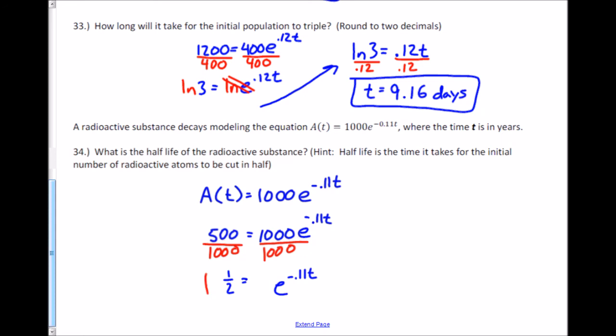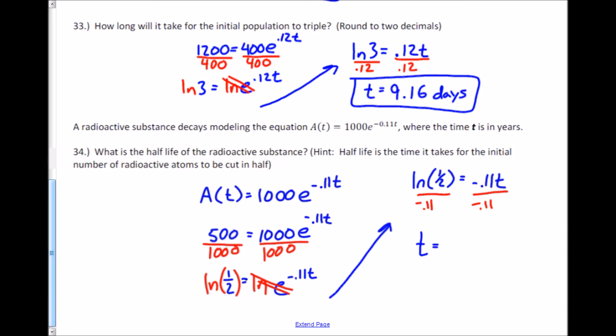I take the natural log of each side, as I'm used to doing. The nice thing about natural log and e is they totally cancel one another out. So I'm left with the natural log of 1/2 equals a negative 0.11 t. And now I just have to divide each side by this negative 0.11. And so when I do this, I just punch it into my calculator, the natural log of 1/2 divided by the negative 0.11. And it looks like about 6.3. And doesn't specify the decimals here. I'll just round it to 2 decimals, which would be 6.30. And that's in years.